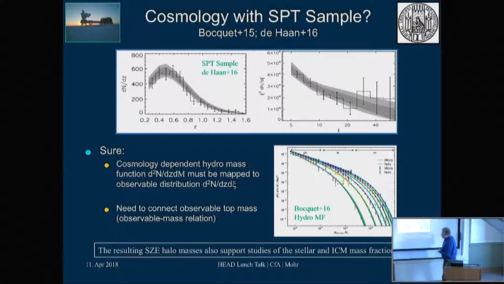So we can do cosmology with the SPT selected clusters. That was our primary goal. There are a variety of plots here from our latest analysis, de Haan et al., 2016. The important thing for this talk is that in the process of doing this cosmology, you need to be able to connect the SZ observable, which we call xi, or the signal to noise, to the underlying mass. And we need to have some kind of observable mass relation. We have to calibrate that empirically. That implies that if we can do cosmology, we can also use those halo masses to then study the individual clusters. And that's, of course, what we're doing here.